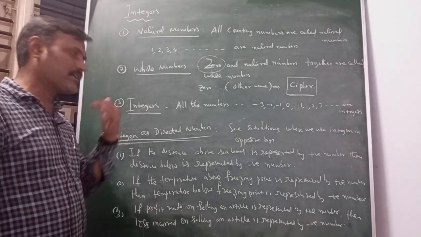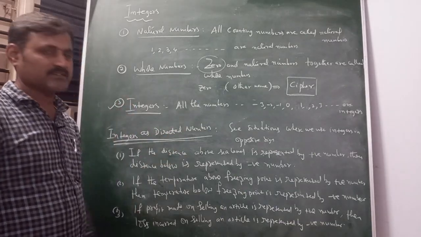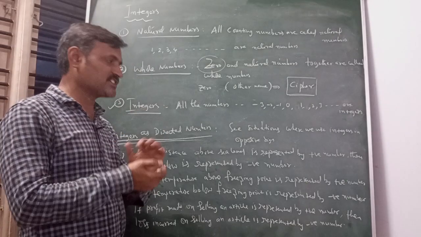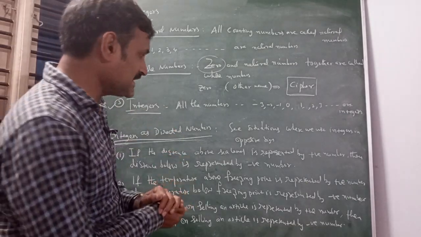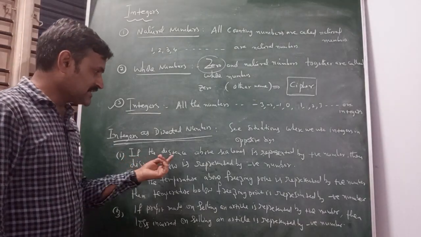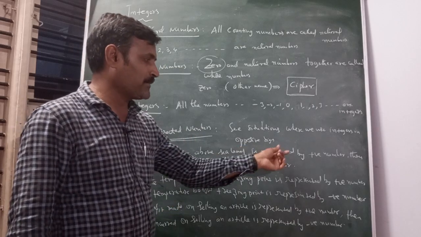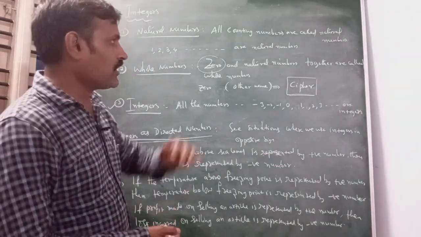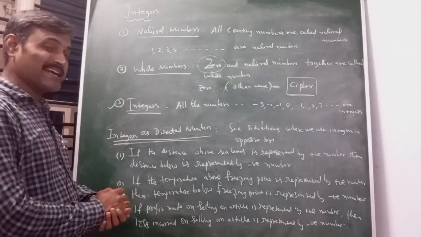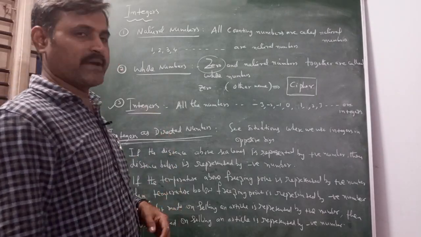Let us understand where we will use all these integers. Integers as directed numbers. So how will we use integers? Let us see some situations in our life where we use integers with opposite signs. Let us see one situation. If the distance above sea level is represented by a positive number, so the distance you want to measure above sea level will be indicated with a positive sign, then the distance below sea level is represented by a negative number.